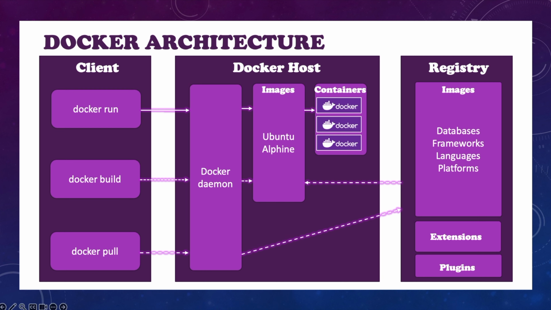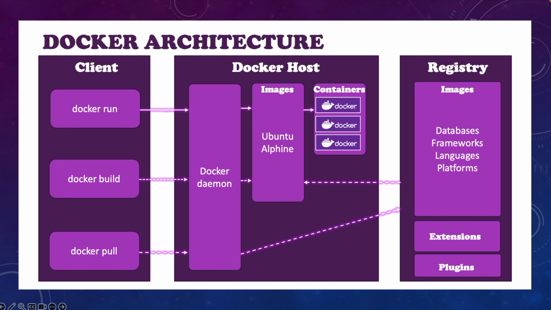Finally, we have extensions and plugins. Docker Registry supports plugins and extensions to enhance its functionality and integrate with various systems and services. These plugins and extensions provide additional features, customizations, enhancements, and capabilities to the Docker registry. So in a nutshell, these are the core functionalities of the Docker architecture, with different components played together.